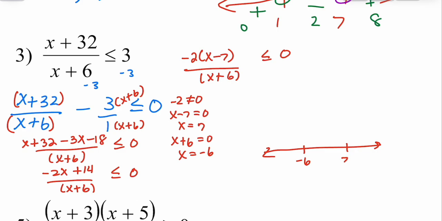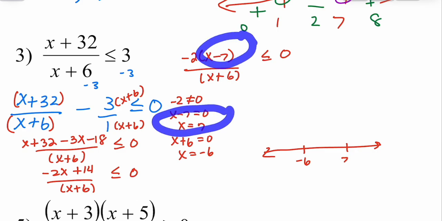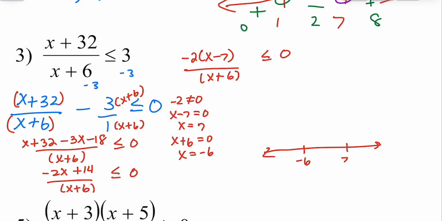Now, the x minus 7 factor came from the top. So since it came from the top, it is determined by the symbol in the problem. The symbol in the problem had the equal to bar in it, so that one is going to have a closed-end dot. If it comes from the top, just look at the symbol. If the symbol has the equal to bar, it's closed. If the symbol doesn't have the equal to bar, it's open, just like the problems we had done in 11.4.